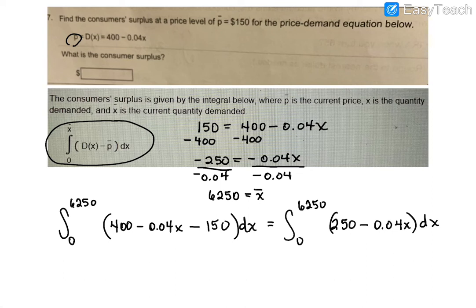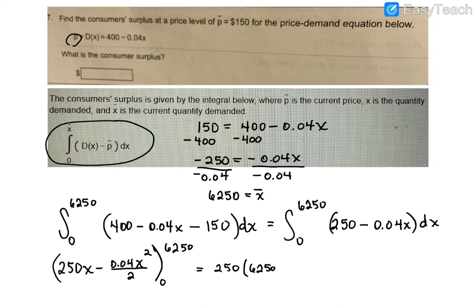So now I'll go ahead and integrate. The integral of 250 becomes 250x. And then the integral of 0.04x is going to become 0.04x squared divided by 2. And we're integrating from 0 to 6,250. And so I'll plug them in, get on my calculator. So 250 times 6250. And then that'll be minus a 0.04 times 6250 squared over 2.